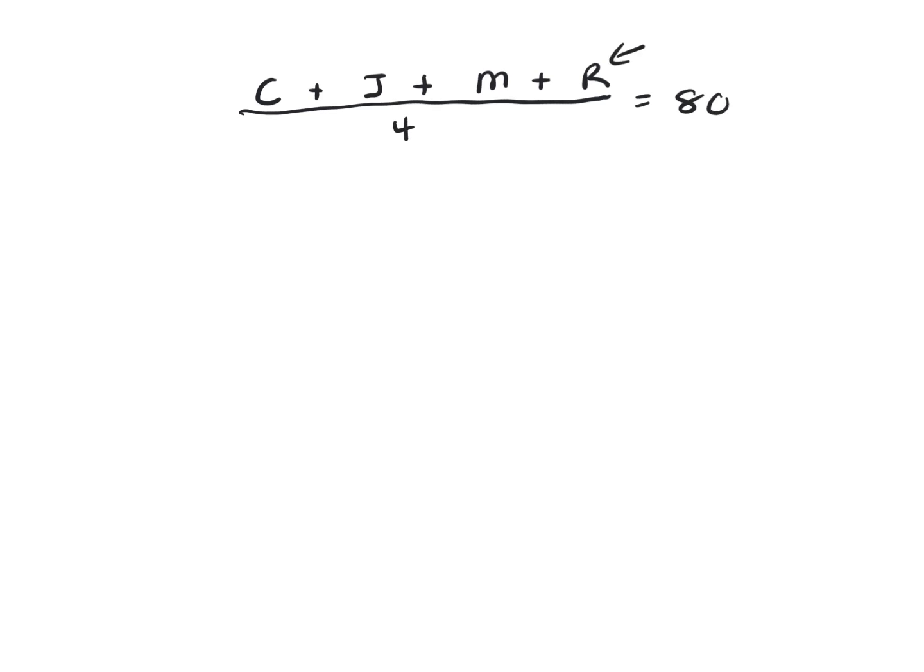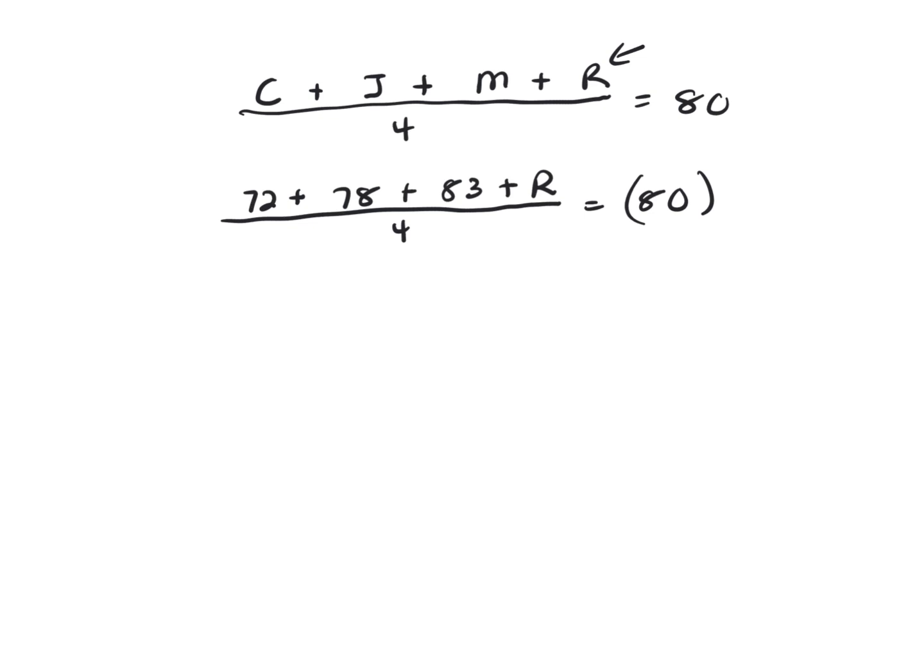The problem goes on to tell me that Carmen drove 72 plus Juan drove 78 plus Maria drove 83, and we're trying to figure out what Raphael was, divided by 4 equals 80. And if we clear our fractions, we would multiply both sides by 4. That leaves you 72 plus 78 plus 83 plus R equals 320.